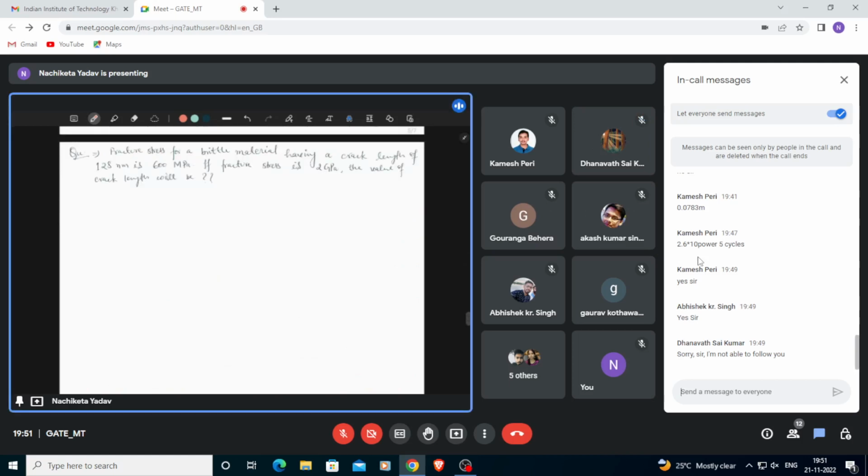Can you solve this question? This will be the last question for today's session. And here fracture stress for a brittle material having a crack length of 128 nanometer, each 600 megapascal, and here we have to find out fracture stress. The value of crack length. What will be the value of crack length if fracture stress is 2 gigapascal?